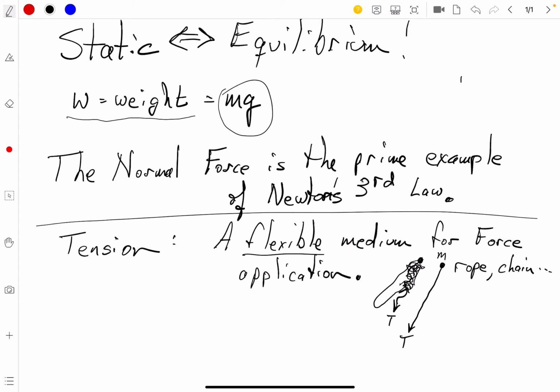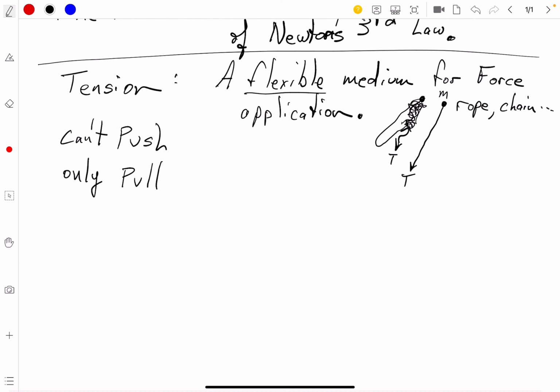So you can't push, only pull. Okay? So that's all you need to know about tension, really. You guys understand tension pretty good, I think. So that leads us to friction.